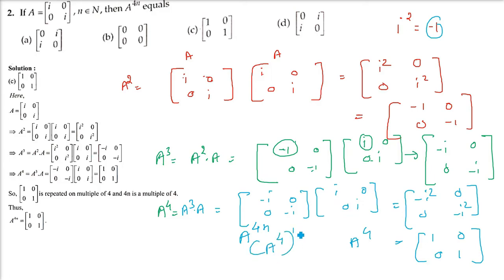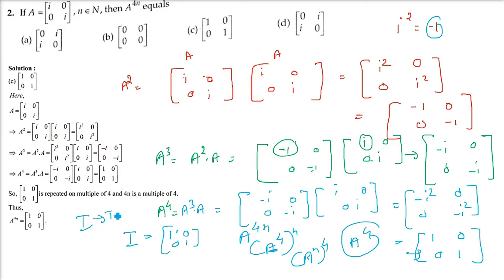But what is A raised 4? It is an identity matrix. So when you take the identity matrix and you multiply it any number of times, it will give you results same as the identity matrix. Okay, I square, I4, I10, I50, doesn't matter. You will always get an I. Okay, so this is your identity matrix, I. The answer is C.